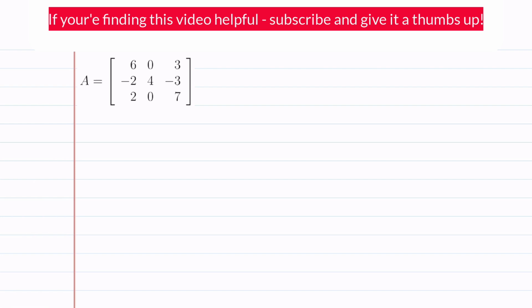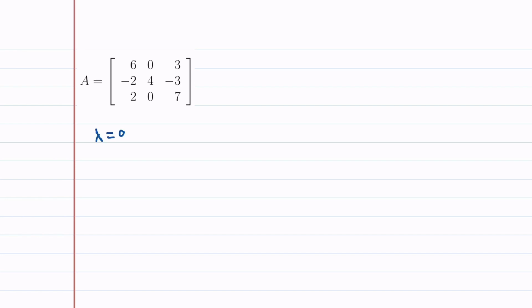I went ahead and wrote down our matrix A just so we wouldn't have to flip back and forth between pages. So let's write down lambda is equal to 9. And we're going to begin just like we did before. We're going to take A minus lambda I, and we're going to augment it with 0.